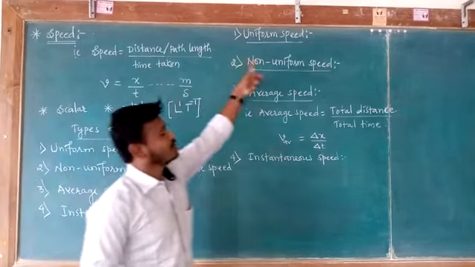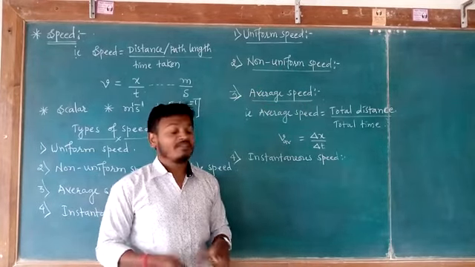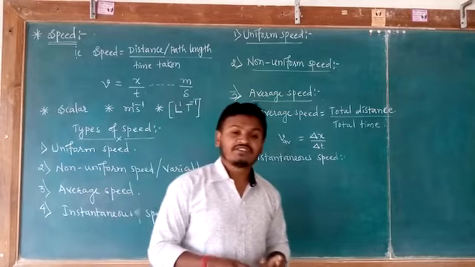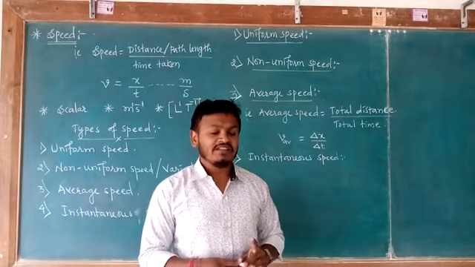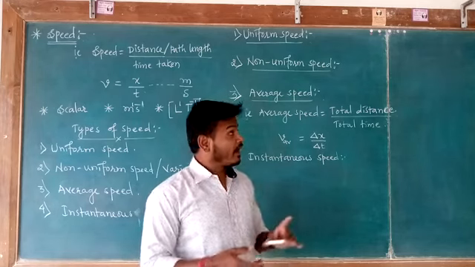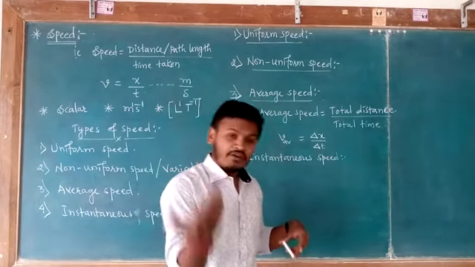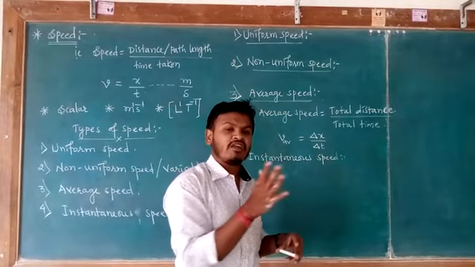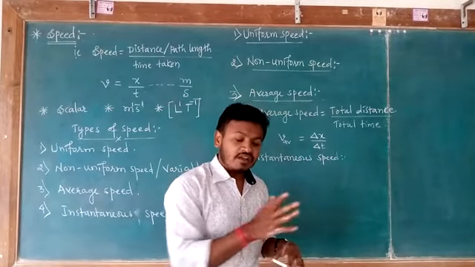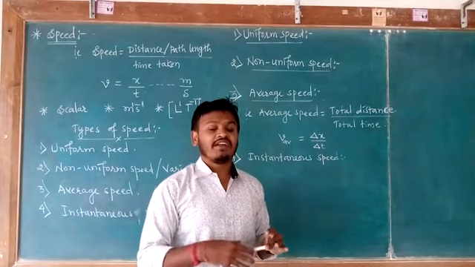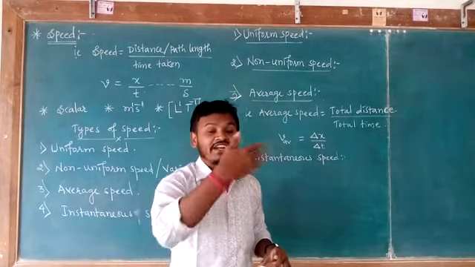The first type of speed is uniform speed. Uniform speed means, when a body covers equal distances in equal intervals of time, then the speed of the body is known as uniform speed. I repeat, the speed of a body is said to be uniform if it travels equal distances in equal intervals of time. This is the basic definition of uniform speed.